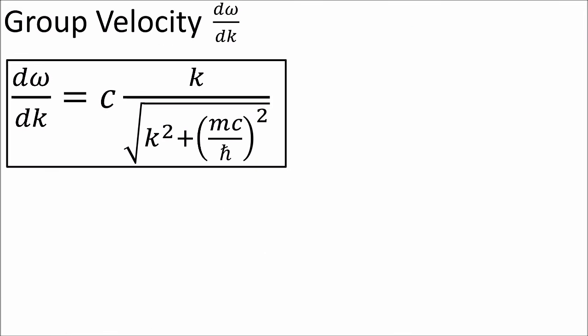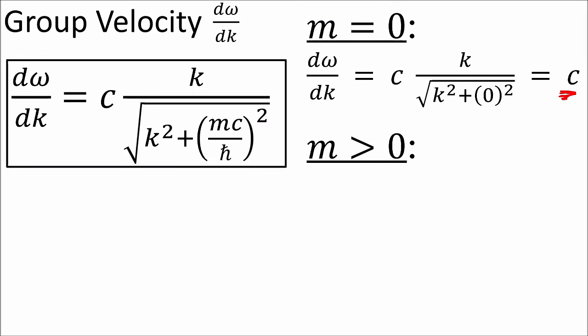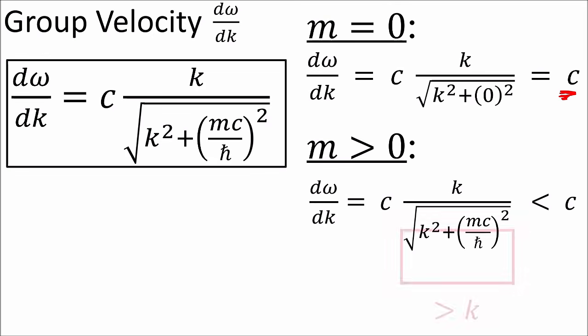For a massless field with m equals 0, the group velocity simply becomes c. But for a massive field, this term in the denominator is always going to be bigger than k, since m is positive, which means that the group velocity is always going to be less than the speed of light. So this shows us that the speed of information contained in the wave cannot exceed the speed of light. So the Klein-Gordon field obeys the laws of special relativity.